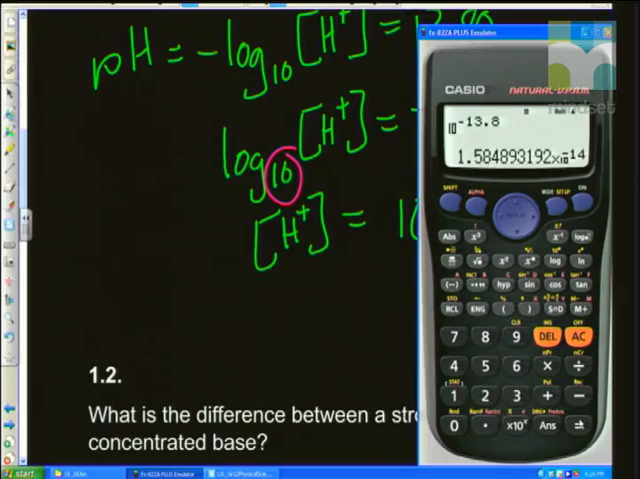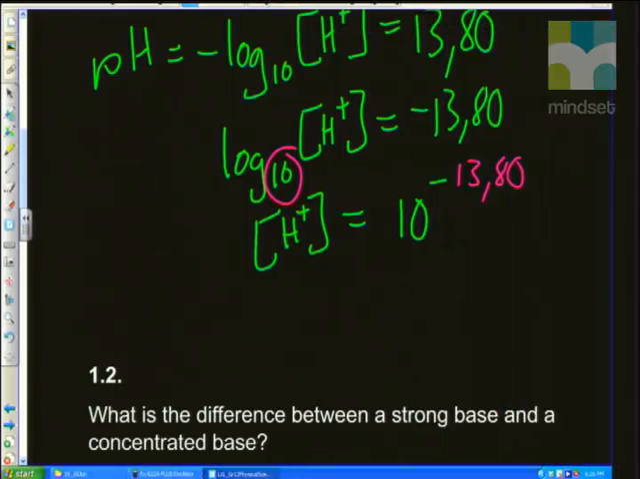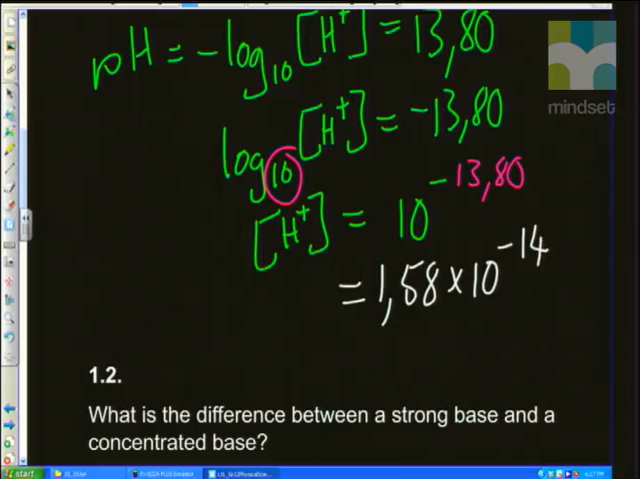And we get an answer of 1,58489 times 10 to the minus 14. Now, let's write that down. 1,58 times 10 to the minus 14. So that's the hydrogen ion concentration.